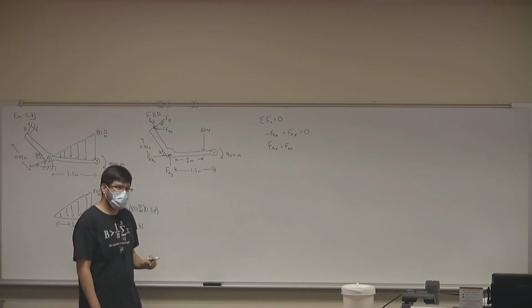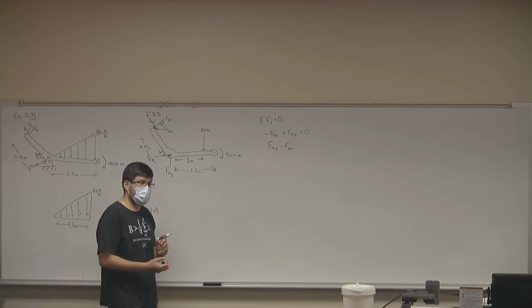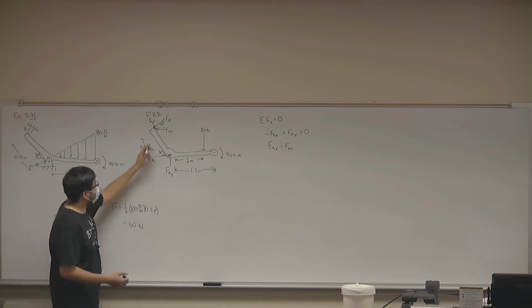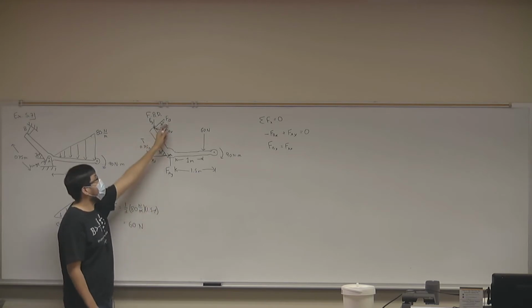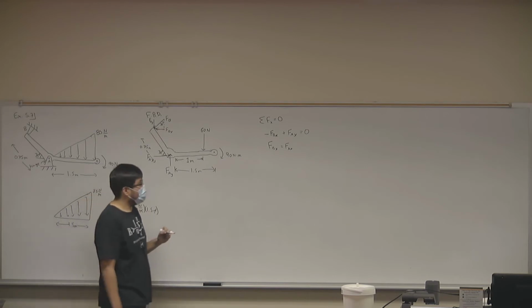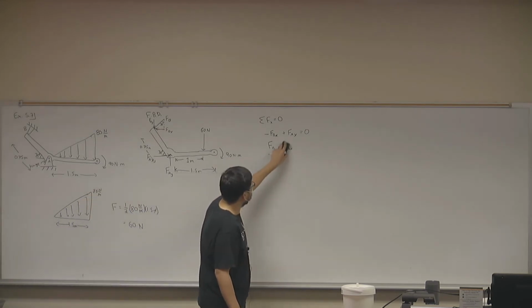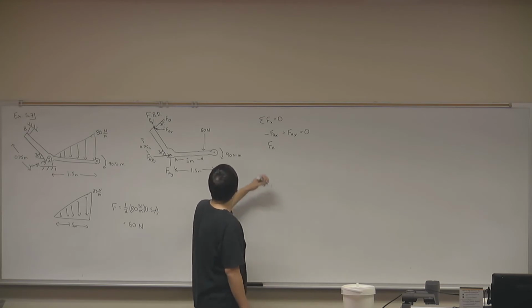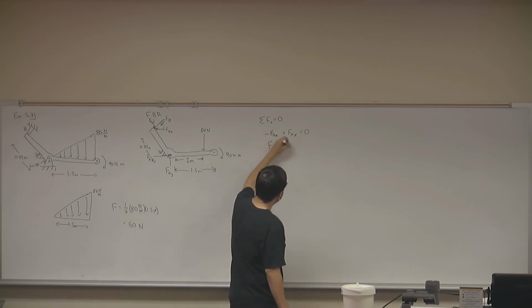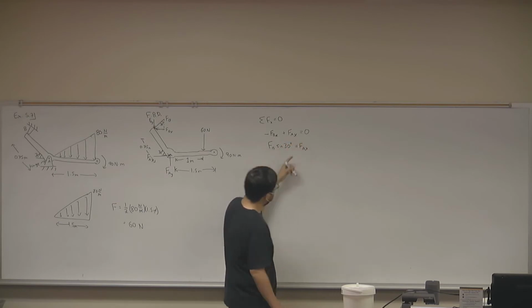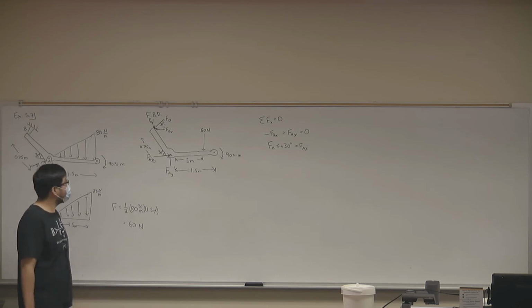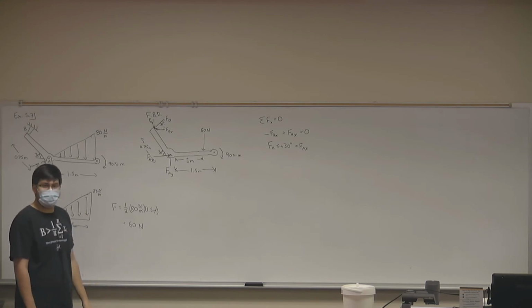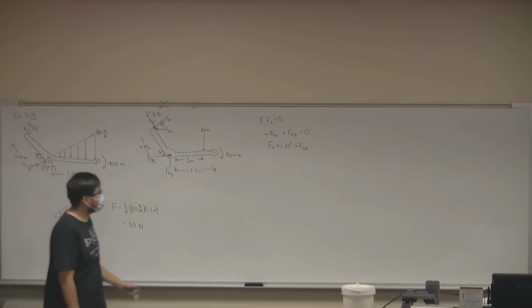Recommendation, try to reduce the number of variables. Since these two, F of Bx and F of By, are actually related to one variable, F of B, let's express everything in terms of that one variable, F of B. So instead of F of Bx, what could we write? F of B sine of 30. Now we gotta move on to sum of forces in the y direction.